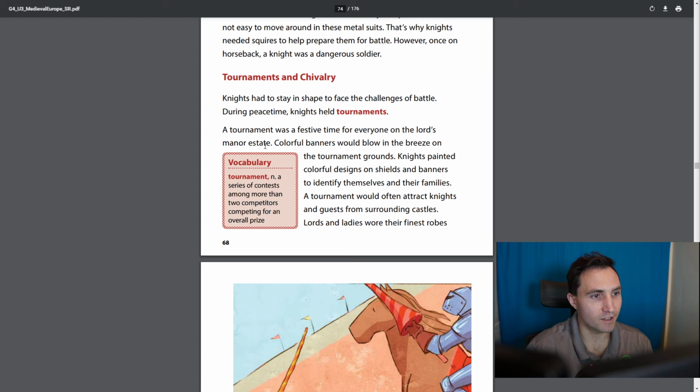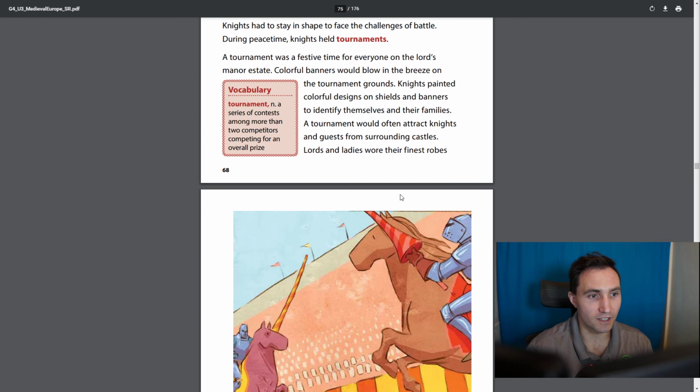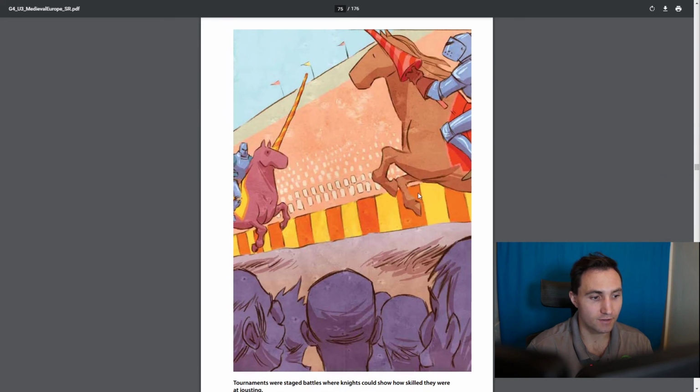A tournament was a festive time for everyone on the Lord's Manor estate. Colorful banners would blow in the breeze on the tournament grounds. Knights painted colorful designs on shields and banners to identify themselves and their families. Sir Lancelot had a design on his shield, you remember? It's gold leopards. A tournament would often attract knights and guests from surrounding castles. Lords and ladies wore their finest robes.